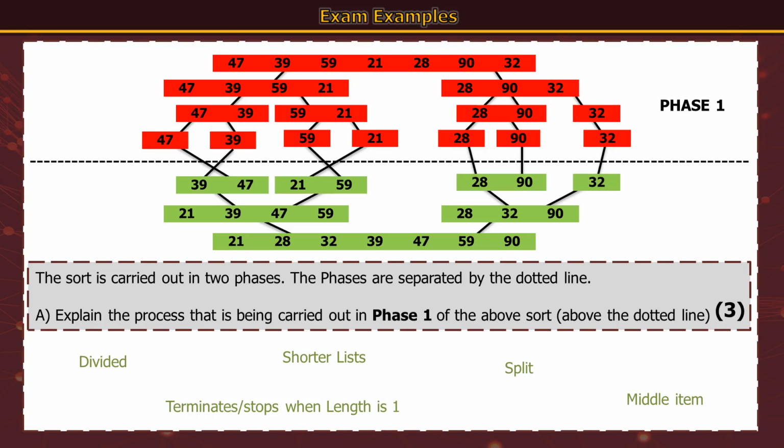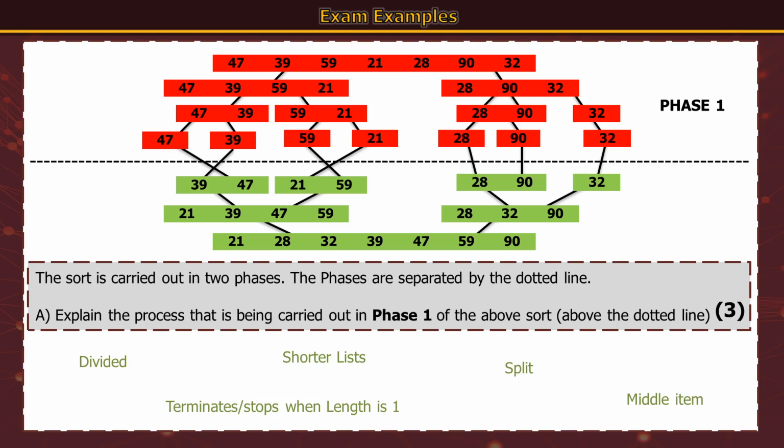Let's read the exam question. This sort is carried out in two phases. The phases are separated by the dotted line, which is here. Explain the process that is being carried out in phase 1 of the above sort, above the dotted line. So basically phase 1 is this section here shown in red. Remember, phase 1 is where it breaks it down into individual items. Explain the process that is being carried out in phase 1 of the above sort, above the dotted line.